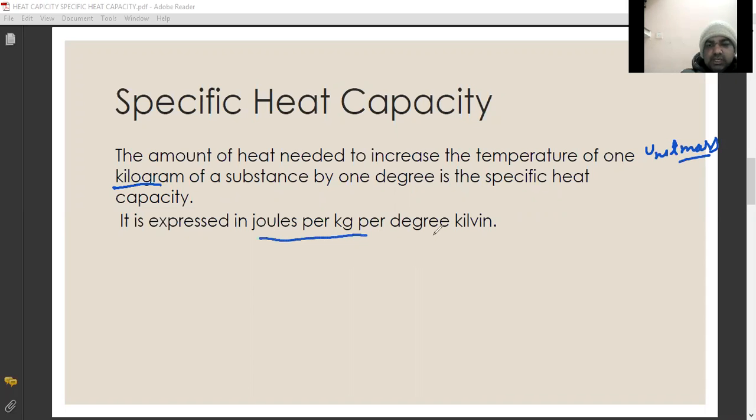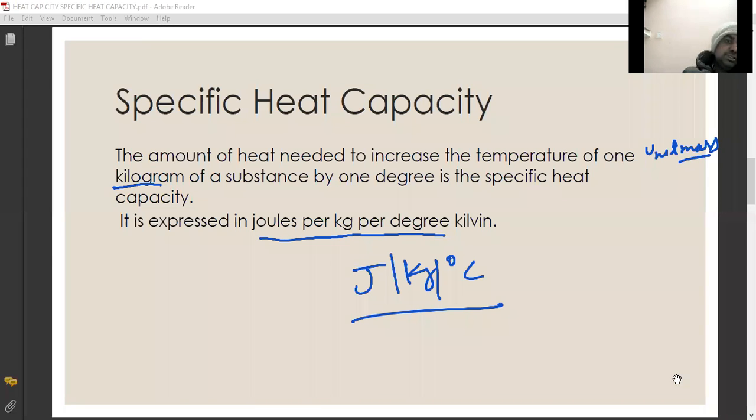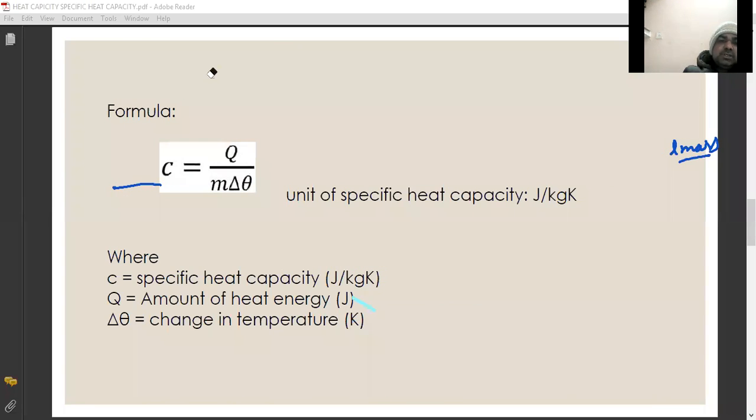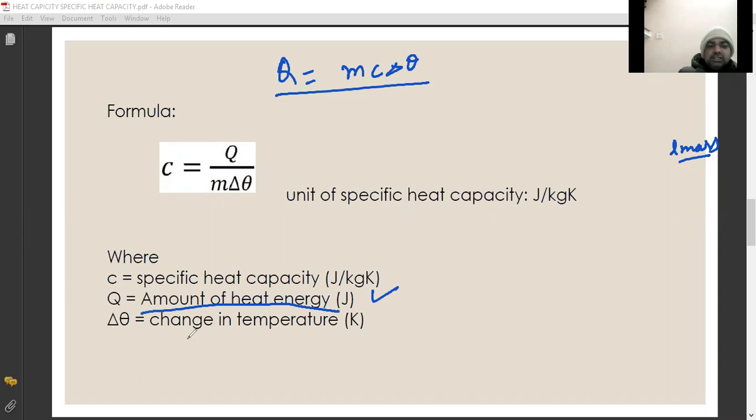Its unit will be joule per kg per degree Celsius. So this is specific, and it will depend on the substance. We have the formula also for this calculation. The specific heat capacity formula is Q equals m c delta theta, where Q stands for the amount of heat energy, delta theta is the change in temperature, and c is the specific heat capacity.